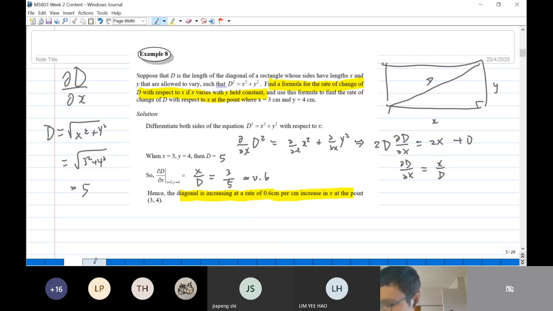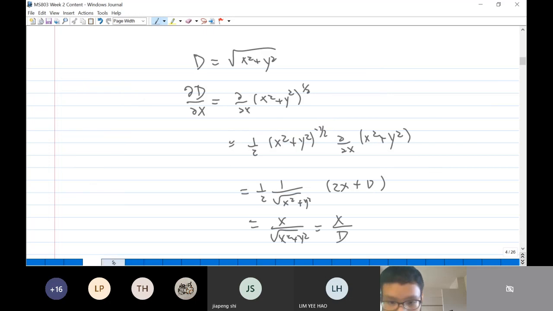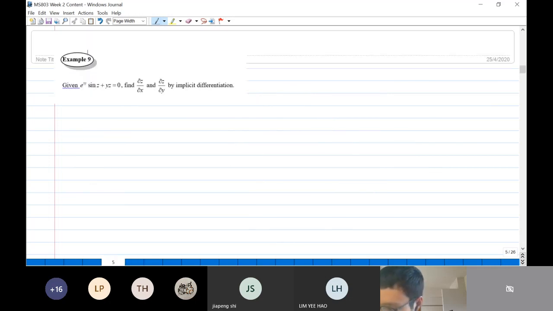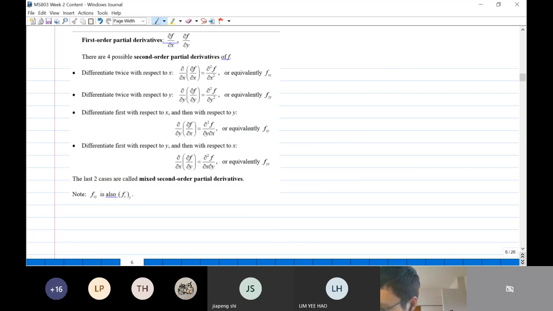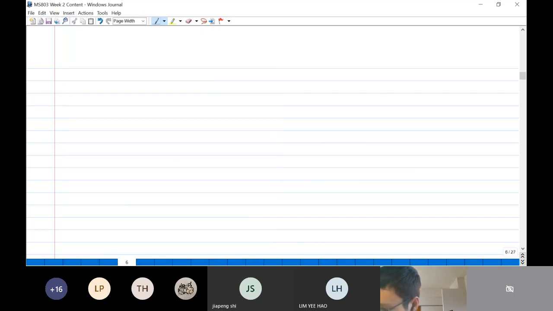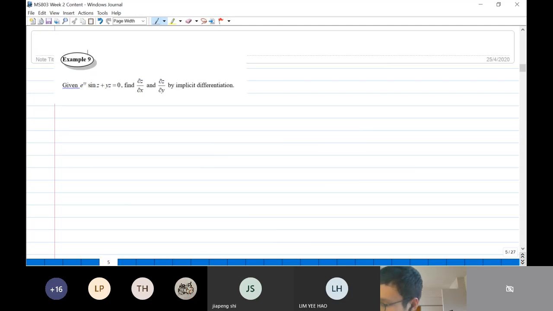If not, then I'm going to continue to apply implicit differentiation, example 9. I think I need more space, so let me insert more space first. Okay, this is fine.